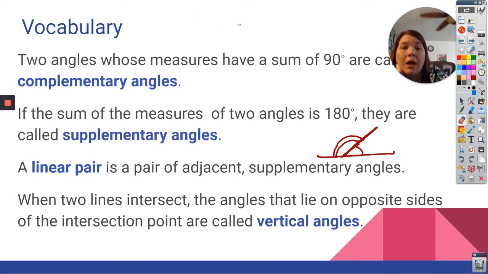Okay. When two lines intersect, like so, and make an X, the angles that lie on opposite sides of the intersection point are called vertical angles. So these two are called vertical angles, and these two are also called vertical angles. Okay, so that's that.